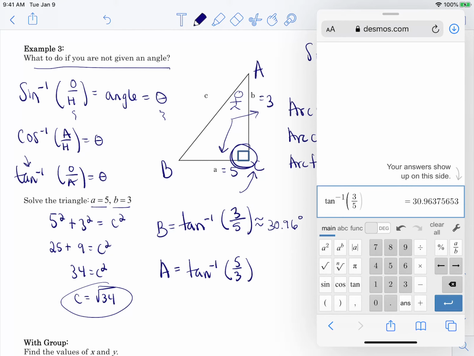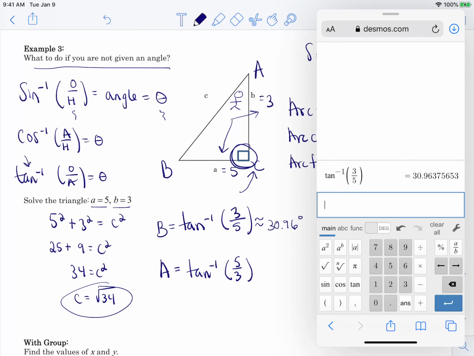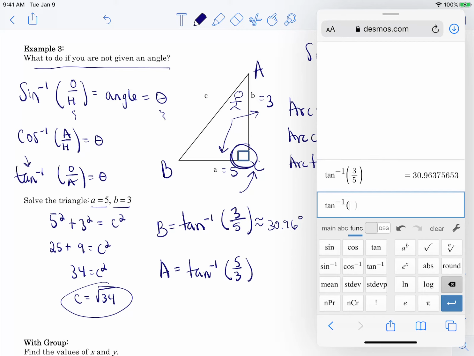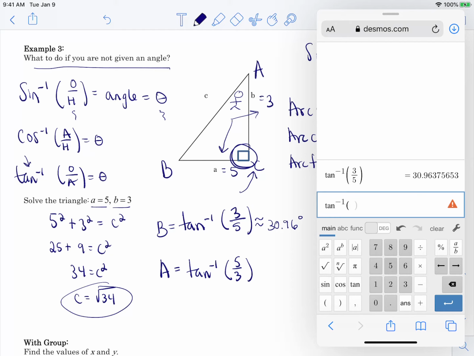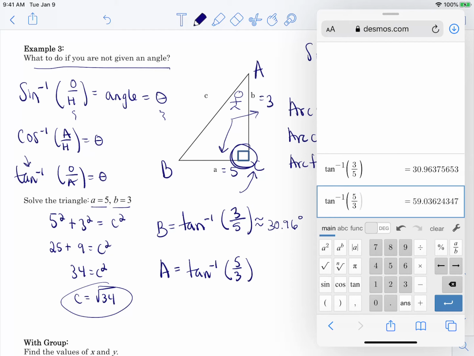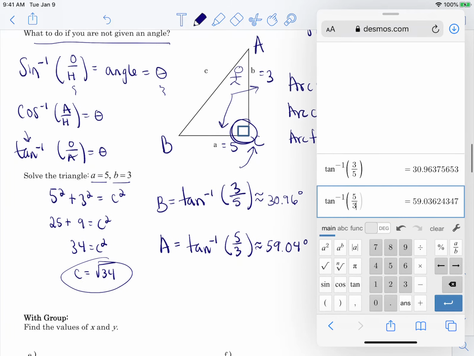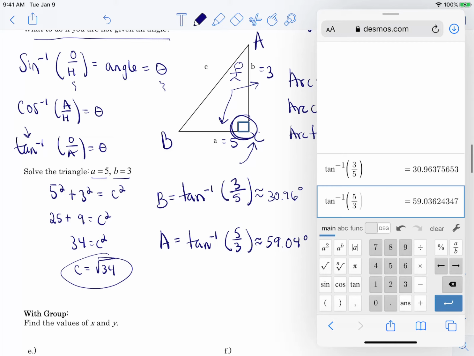So go ahead, and I'm going to go to function, arc tangent or inverse tangent, back to main, 5 divided by 3. And I get approximately 59.04 degrees. And hopefully, when I add these 2 angles together, I will get another 90 degrees, because my triangle always has to be 180 degrees. So that's a good way to check.